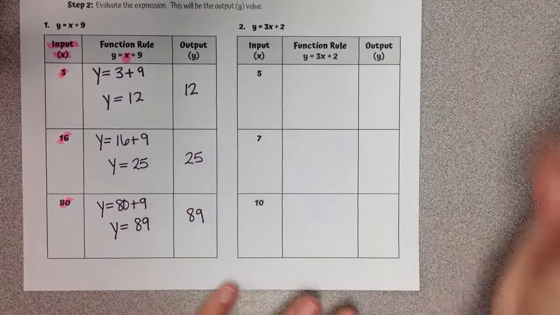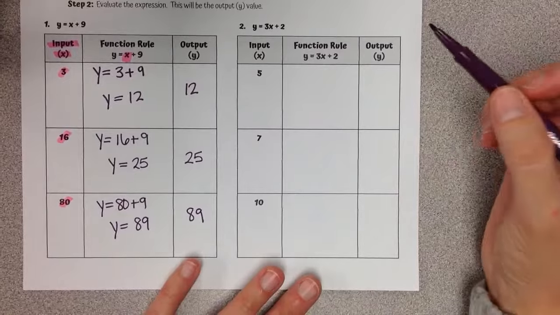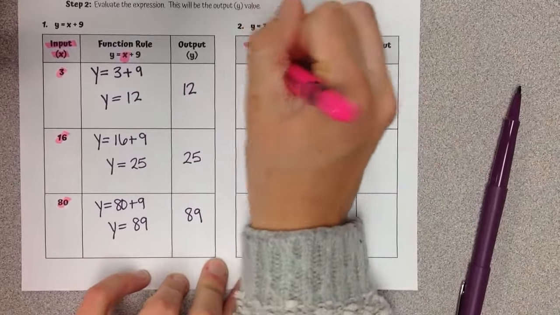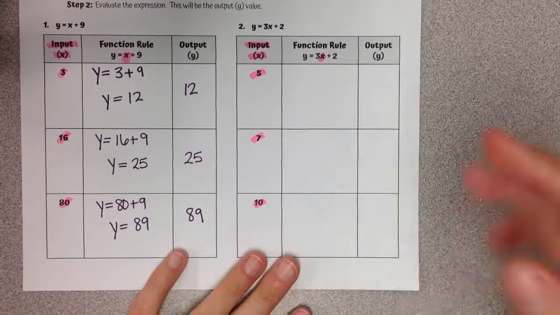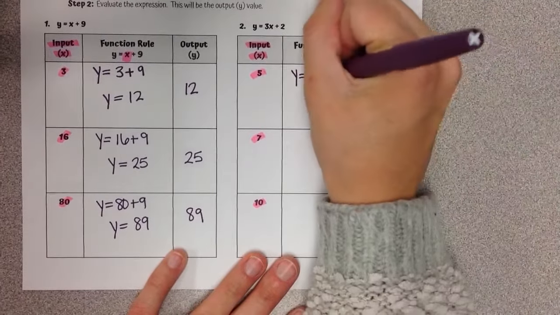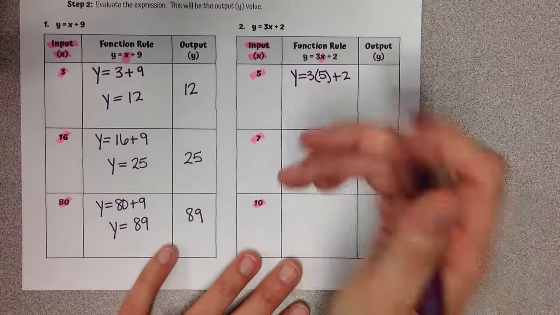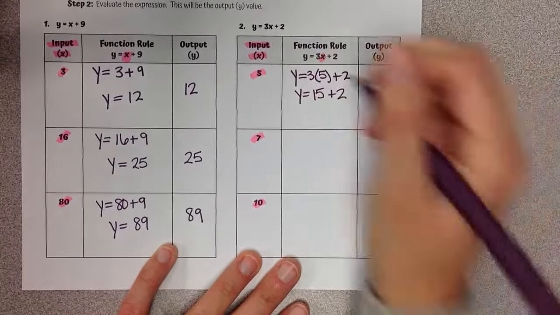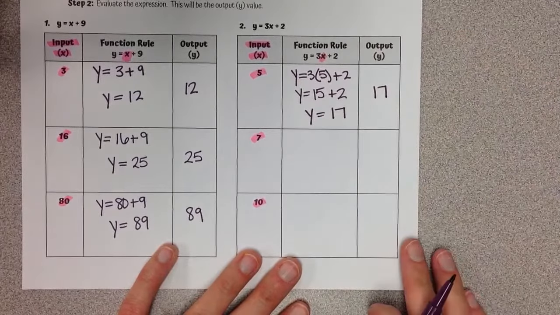Let's try that one more time. This time it's a two-step function that we're plugging into. So plugging in, again, all of these values for x. So y equals 3 times an x value of 5 plus 2. 3 times 5 is 15, plus 2 gives me 17. So our output value is 17.